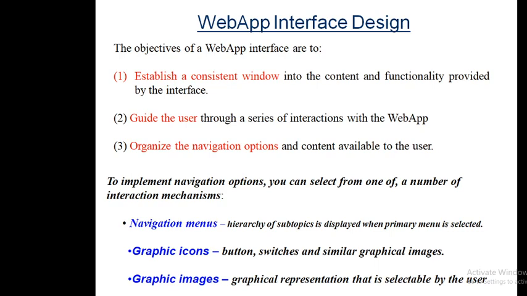The second navigation option is graphic icons. You know what is meant by icons? A button or a switch or any similar graphical image may be given. If you click on that icon, it moves the user from one place to another place. Then the third option is graphic images. If you represent the menus in the form of graphical representation and the user selects that one, then it navigates the user from one place to another place. So these are the three different types of interaction mechanisms used in navigation options.